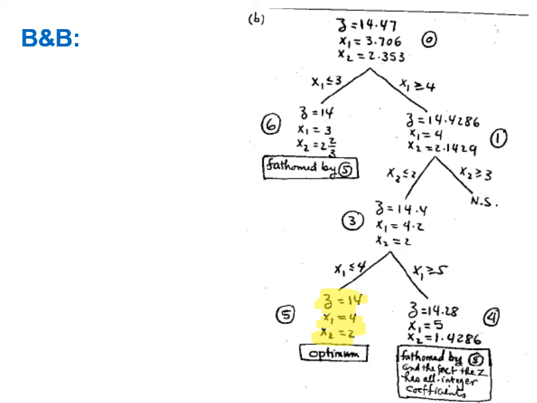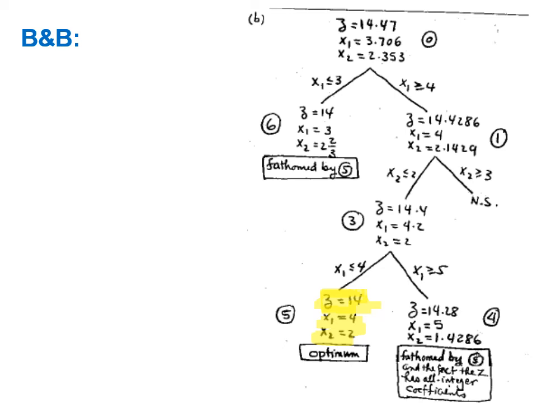So x1 should be 4, x2 should be 2, but more important than that, the z value should be 14. You may end up with a solution with objective function value equal to 14 with different x1 and x2 values. It's okay, no problem. But the objective function value should be 14. If you end up with something else, then it's wrong.